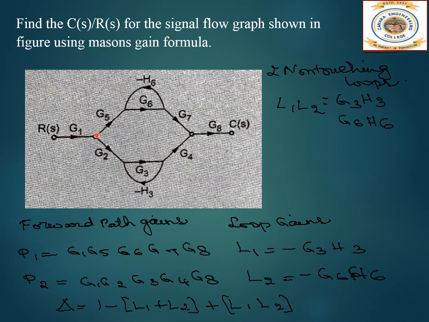When I consider path 2, G1, G2, G3, G4, G8, the loop G6 H6 does not touch this forward path P2. So in the equation of delta, this L2 will remain. Therefore it is 1 minus L2. All the other loop values will become 0. That is how you need to find delta 1 and delta 2. So delta 1 is 1 minus L1, which is 1 plus G3 H3, and delta 2 is 1 minus L2, which is 1 plus G6 H6.